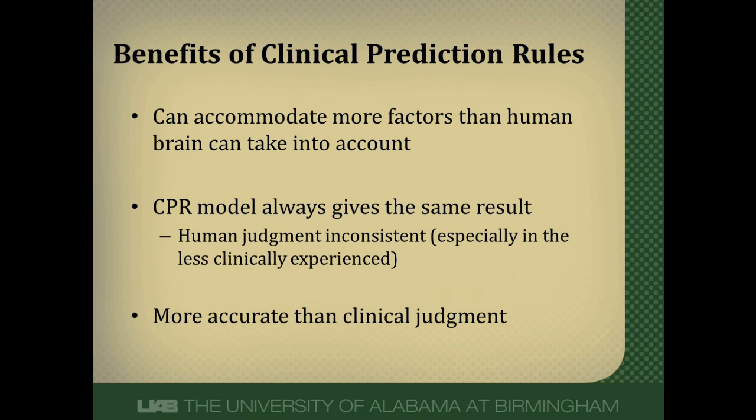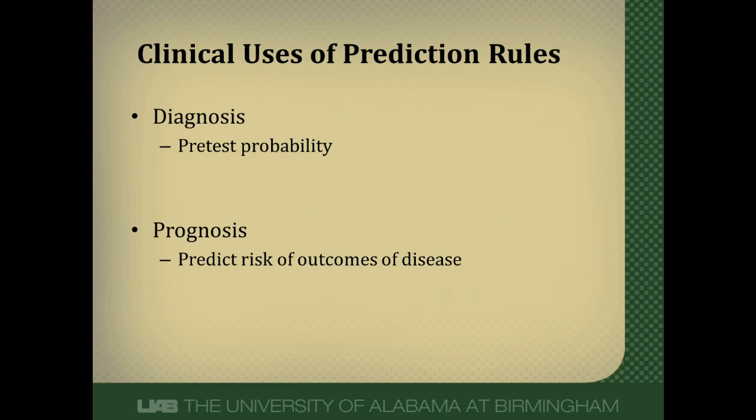And finally, that last point is that studies have shown that they're more accurate than us for many things. Again, because our brains aren't able to accommodate lots of things and weigh them appropriately, but clinical prediction rules can do that. So I hope we'll give them a try. They're used, like I said earlier, for diagnosis and prognosis, and all they do for diagnosis is determine the pretest probability. They never make a diagnosis of a disease. They just help us know pretest probability.